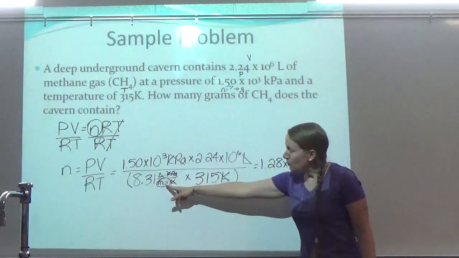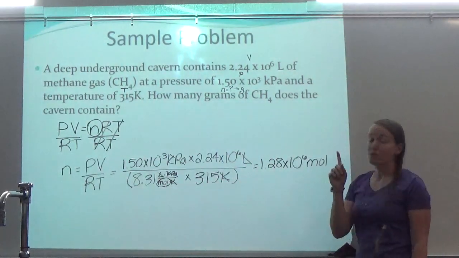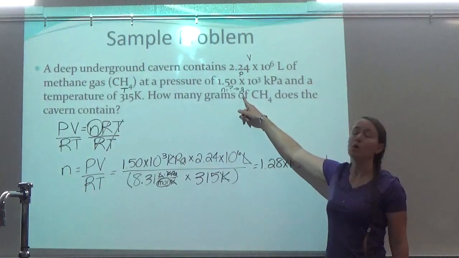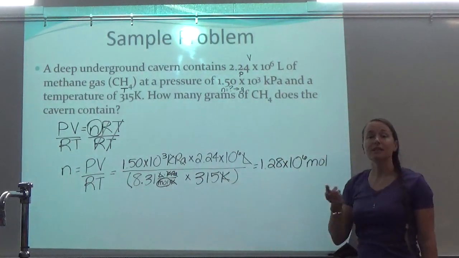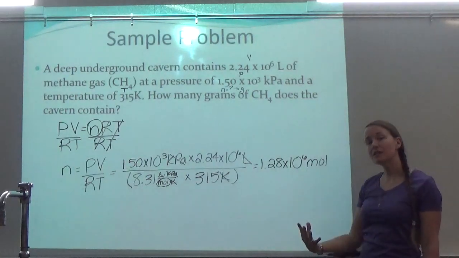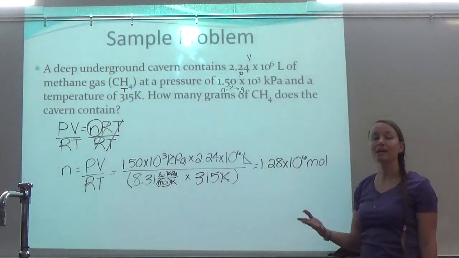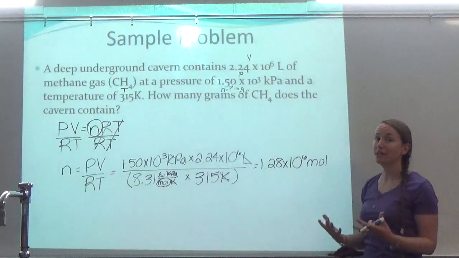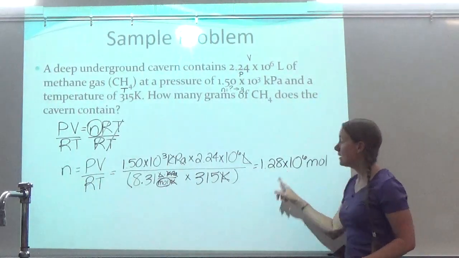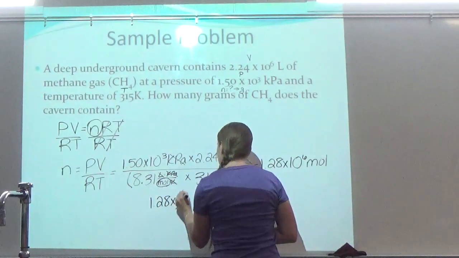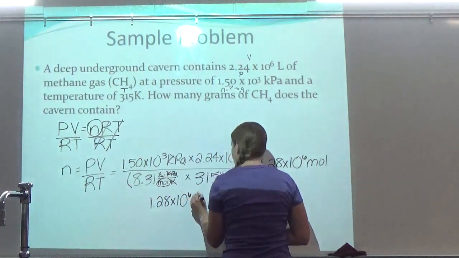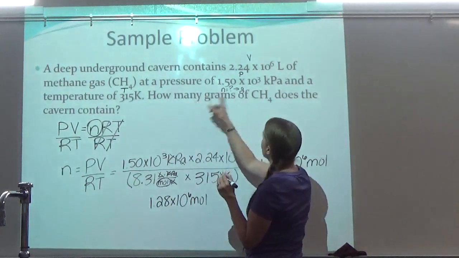So I have moles as my answer, but what's the problem? The problem is it didn't want moles as my answer, it wanted grams as my answer. Okay, so now I'm going to need to convert. So like I said, for ideal gas law, because every single thing has a specific unit, you just really have to watch your conversions. Okay, so I'm going to bring this down here just so I have a little more room. So I have 1.28 times 10 to the 6 moles, and it told me we're talking about CH4.